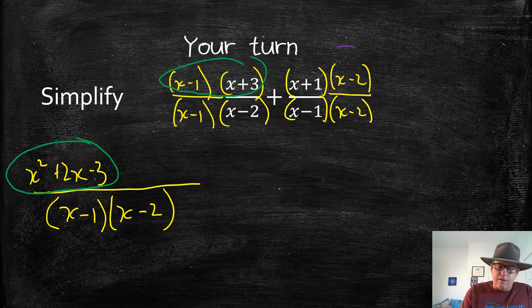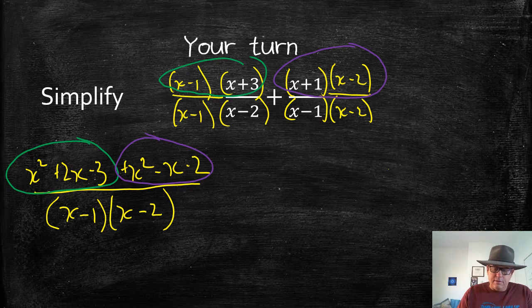Okay, now I'm going to do this expansion here. X times x is x squared. 1x minus 2x is minus x, and 1 times minus 2 is minus 2. Okay, so that's my purple expansion. Okay, now I need to combine my like terms. So again, my denominator is still going to be x minus 1 times x minus 2.